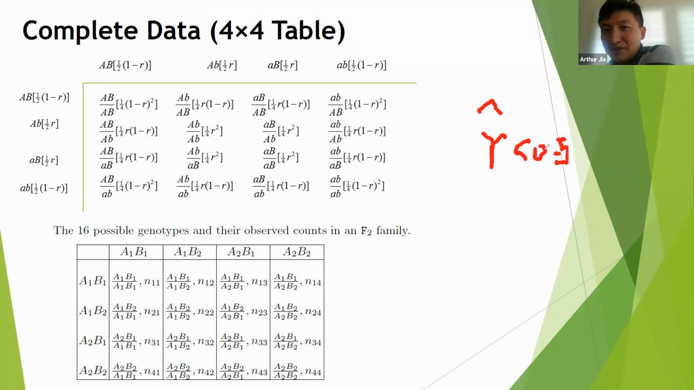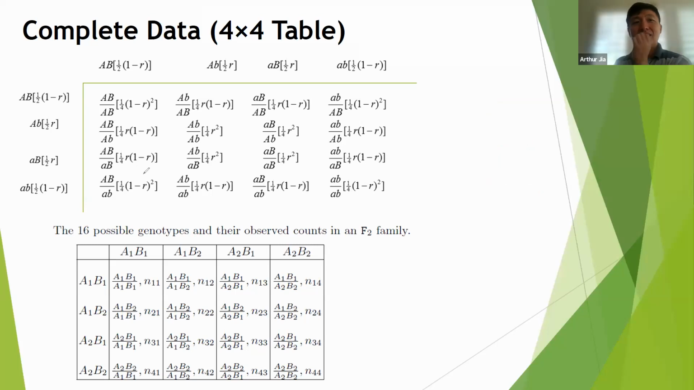Now, I hope to remind you, this R is actually a probability. In the first chapter, we talked about this a lot. This is called the recombination fraction, and it represents the probability of having a crossover. This R is a probability value, greater than 0 but less than 0.5.